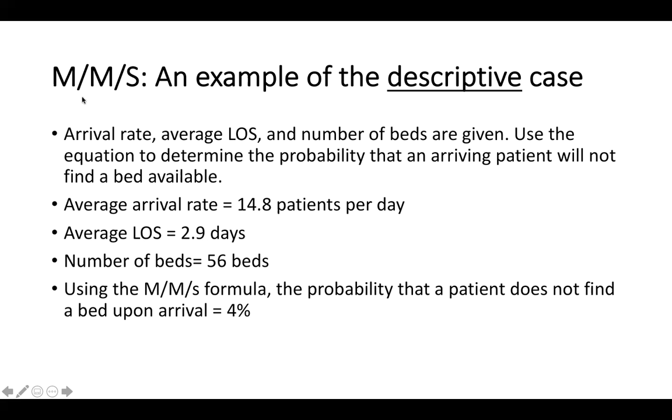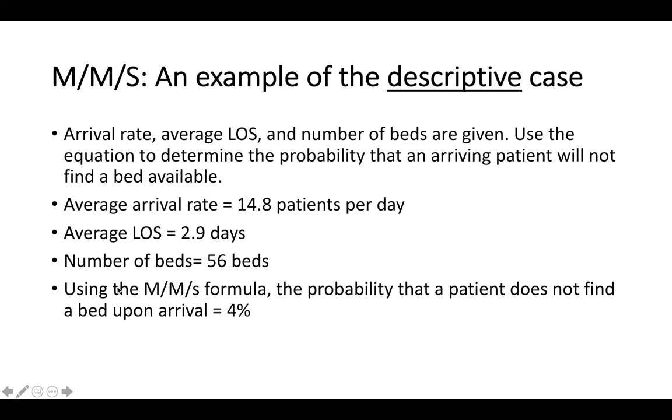A queuing system, either M/M/S or any type of queuing system, will have a descriptive role when we use it, and it's just going to tell us a little more about what is happening in the system. For example, in, let's say, a healthcare unit, I may tell this queuing system that on average, I get about 14.8 patients per day, and on average, the LOS, length of stay, of these patients in the unit of care is 2.9 days. And also I have 56 beds in this healthcare unit.